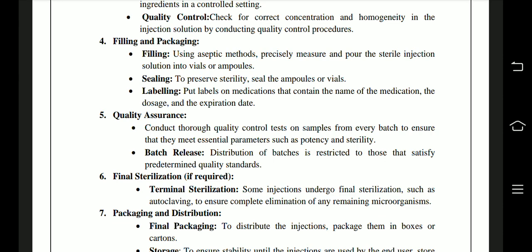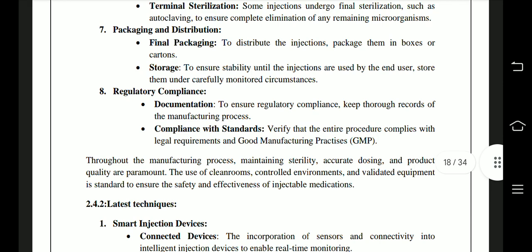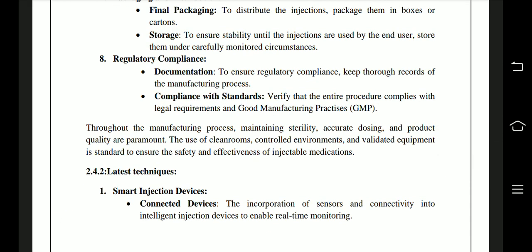Fifth one is quality assurance. Sixth one is final sterilization, packaging, and distribution. Regulatory compliance: to ensure regulatory compliance, keep thorough records of the manufacturing process and compliance with standards. Verify that the entire procedure complies with legal requirements and good manufacturing practices.